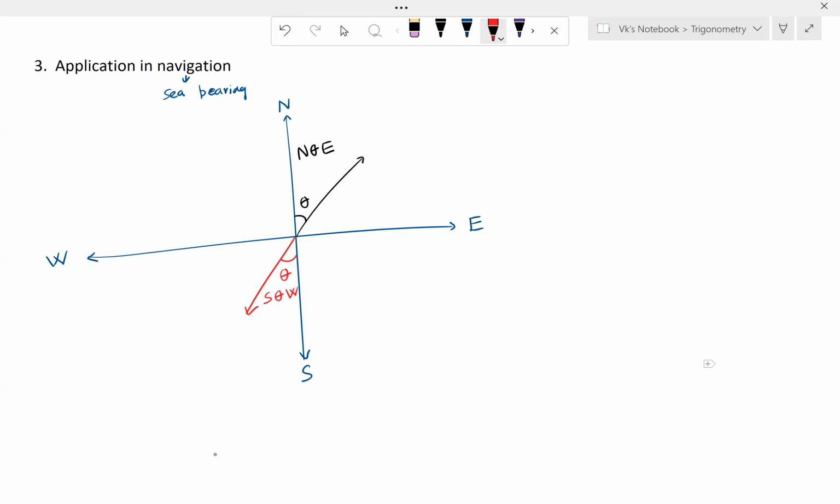The angle theta is always calculated from either north or south, meaning that we have four possible bearings: north angle east, north angle west, south angle east, and south angle west.